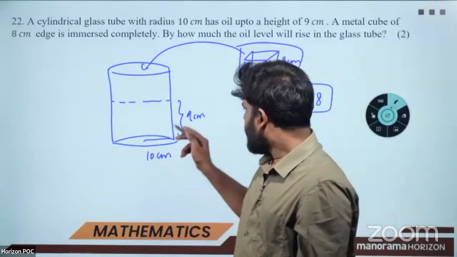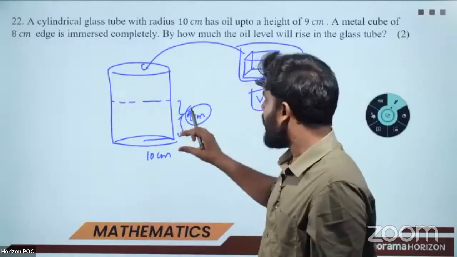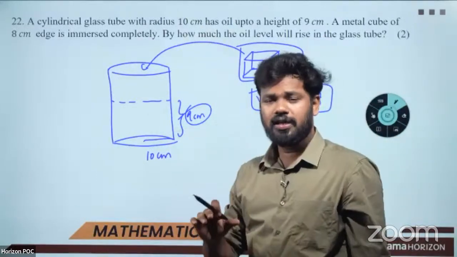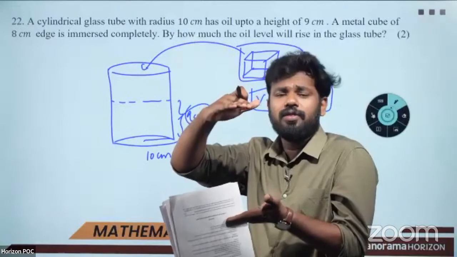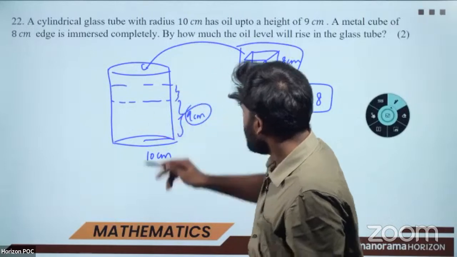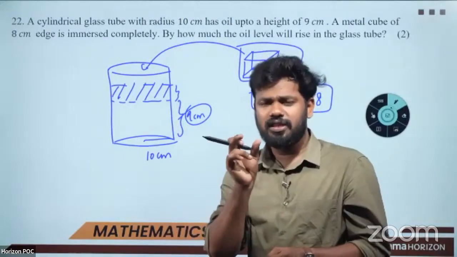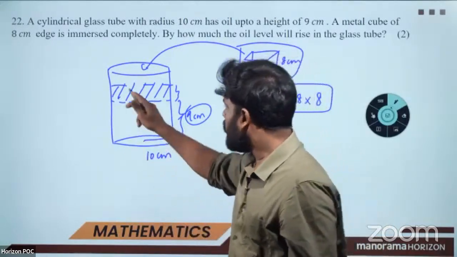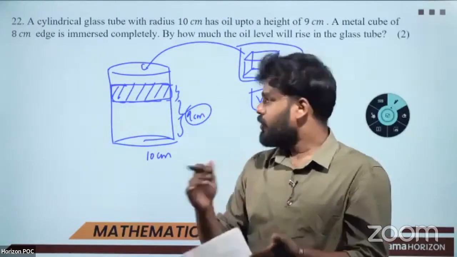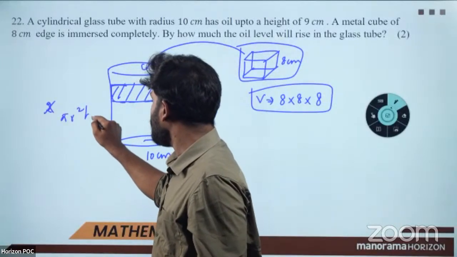Now, is this 9 centimeter necessary here? No, because I already have oil inside of height 9 centimeter. I don't need to find the total height of the oil. I just need to find the level of rise, that is, when I drop this cube inside, how much the level increases. So what will be the volume of this much part? Since it is the same as a cylinder, the volume there will be exactly pi r square h.